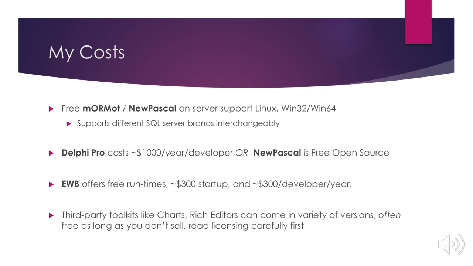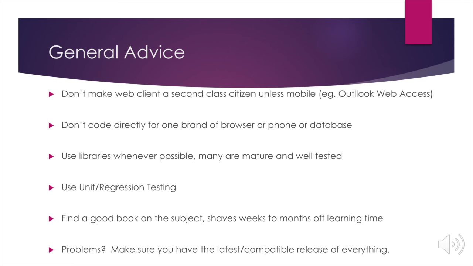I use mORMot and GNU Pascal on a server that supports Windows, Linux, and Microsoft, and also Win32. Delphi Pro costs about $1,000 a year. You don't need it. You can use GNU Pascal if you want. Elevate Web Builder offers free runtimes. It's about $300, I think, on startup and $300 a year for developer access. The third-party toolkits are available. You have to look at the licensing yourself.